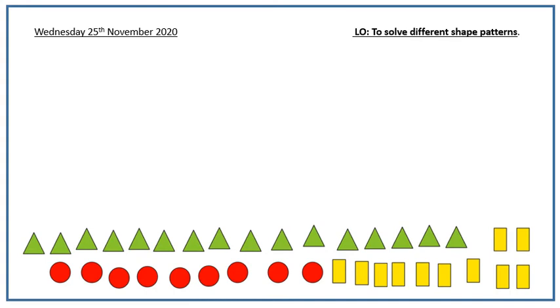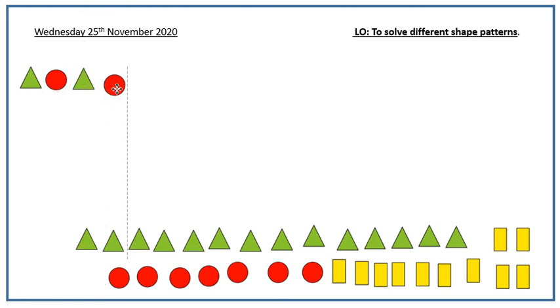I'm going to create a shape pattern with these shapes at the bottom here. So I've got triangles, I've got circles, and I've got yellow rectangles. I'm going to try something simple. I'm going to pick a triangle and put that there first. After my triangle, I would like to use a circle. So my pattern goes triangle, circle, and then I'm going to get another triangle and put that after it. And I'll get another circle, another triangle, and I can keep going.